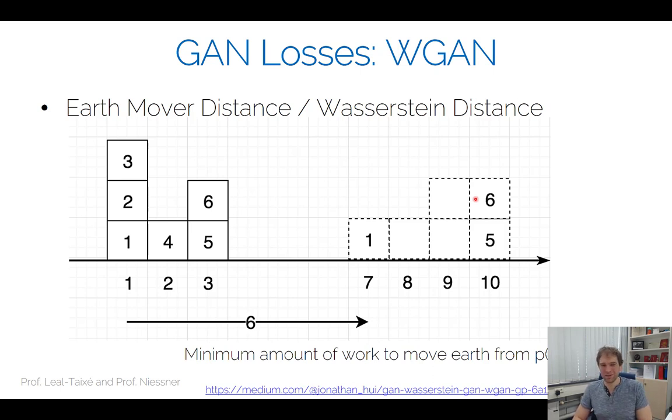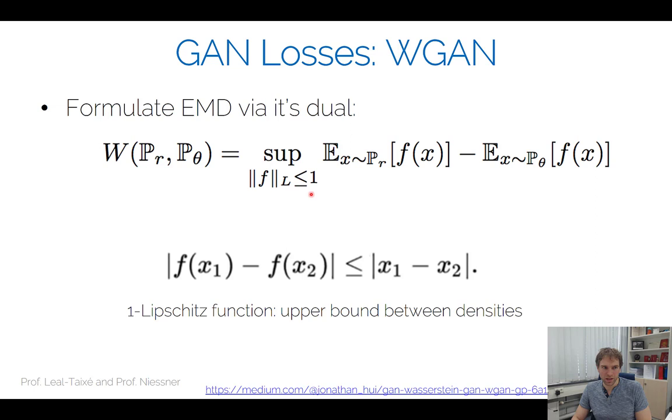One slight problem here is that this is a very costly operator. Computing the Wasserstein distance is very, very costly. There are a few ways to reformulate this problem. What you can do is you have a function f of x, with samples from one and samples from another distribution, and you want to figure out what the difference is. The EMD, the Earth mover's distance, can be formulated as the supremum of the difference between these two distributions. However, this only holds if the function f that we use for the sample x is a one-Lipschitz function.